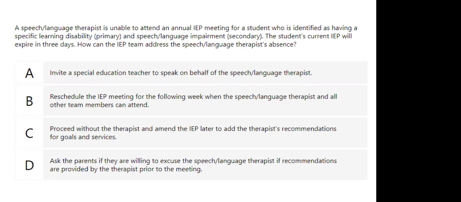Because it has got to be addressed in the minutes of that IEP team meeting, especially considering it's about to expire in 3 days. But we know we're all human, and so a speech language therapist may not be available for some reason. Maybe the person is sick or someone in the family is sick. So what can that IEP team do to address the speech language therapist's absence? Look at your choices.